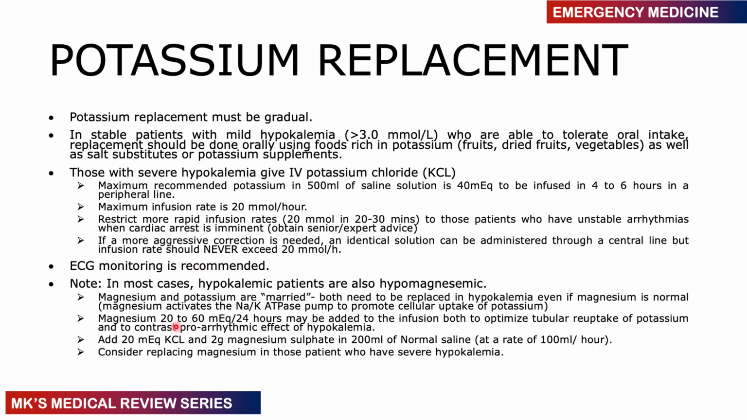So magnesium, about 20 to 60 milliequivalents over 24 hours, may be added to the infusion to optimize the reabsorption of potassium and also to protect against the arrhythmic effects of hypokalemia. So we add 20 milliequivalents of potassium chloride together with 2 grams of magnesium sulfate in 200 ml of normal saline, and we can actually let it run at 100 ml per hour, so over 2 hours. So we should consider replacing magnesium in patients that have severe hypokalemia.